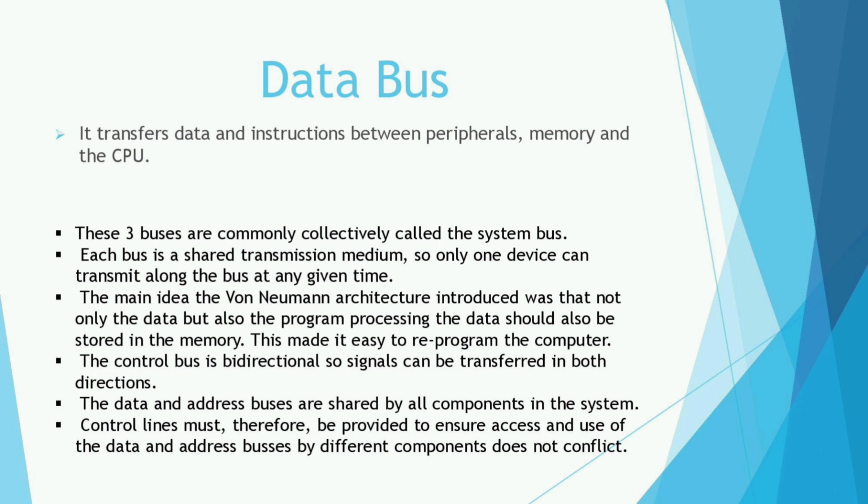Hey guys, this is Aditya again. So, this was all about the von Neumann architecture, which is based on the idea that all the data and the address bus must be shared by all components in a computer. Each bus is a shared transmission medium, so only one device can transmit along the bus at any given time. The control bus is bidirectional, so signals can be transferred in both directions. So this was all about the von Neumann architecture.